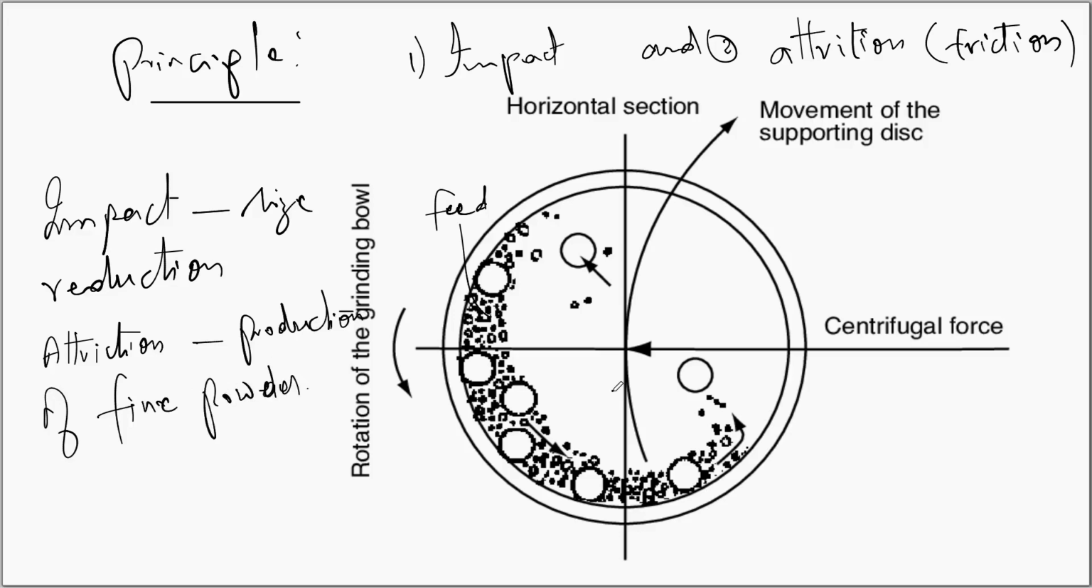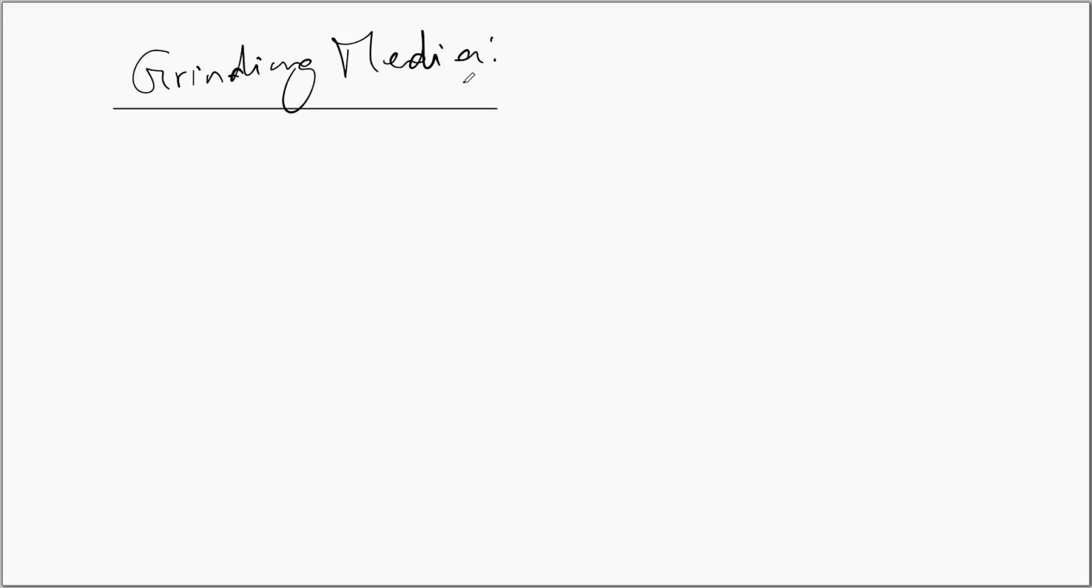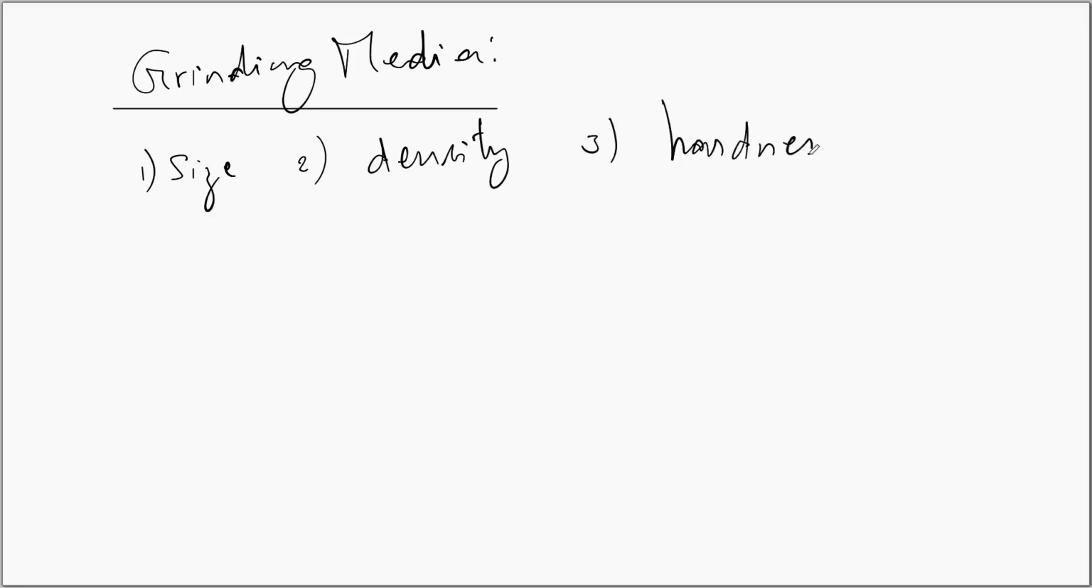Now we shall discuss the grinding media. What is the grinding media here? The grinding media is the balls. Many types of grinding media are suitable for use in the ball mill, each material having its own specific properties and advantages. The key properties of grinding media that should be taken into consideration at the time of selection are the size of the grinding media, density, hardness, and composition. We shall look at these things in detail.